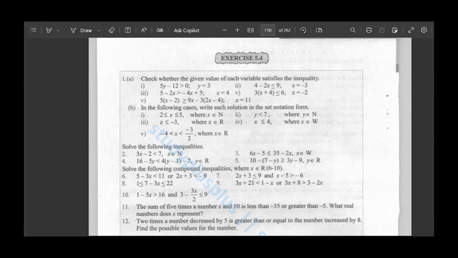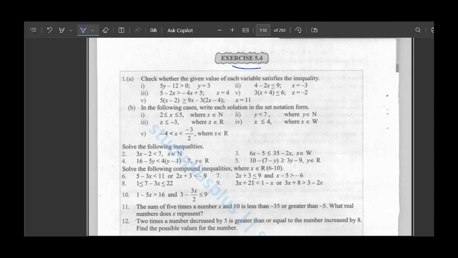Hello everyone, today we are going to solve exercise number 5.4. This is the last exercise of chapter number 4, linear equations and inequalities. Let's start with the first question, A part.